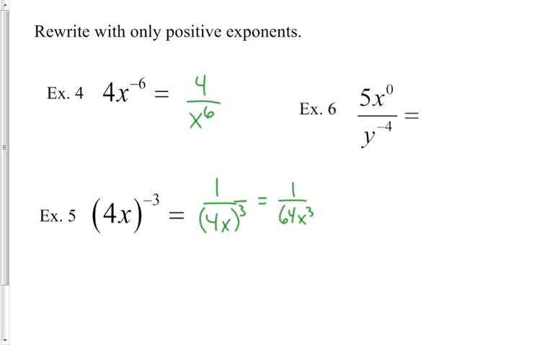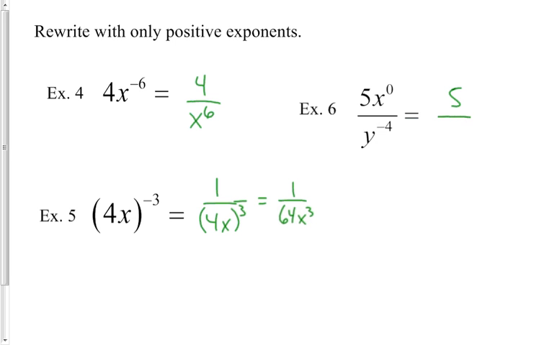Okay, right below that you have example number 6. Mine's over on the side here. The 5 is not being raised to an exponent, it's just a 5. And then I have x to the 0. X to the 0 is just 1. I don't even need to write it. Okay, it's out of there.